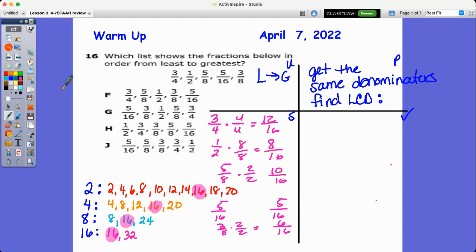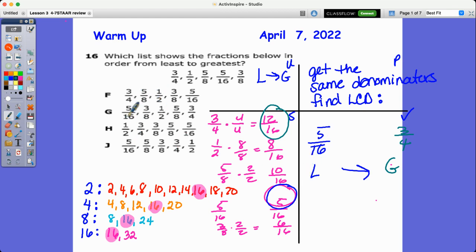We're going from least to greatest, so you're looking for your smallest numerator. So we're looking here, and my smallest numerator is this one right here, which is 5. That means 5 16ths is my least number. Then I'm looking for my biggest numerator, and I have 12, 8, 10, and 6. My biggest numerator is this one. So I'm going from least to greatest. My greatest number is 3/4. That's going to help us a lot trying to figure out these answers.